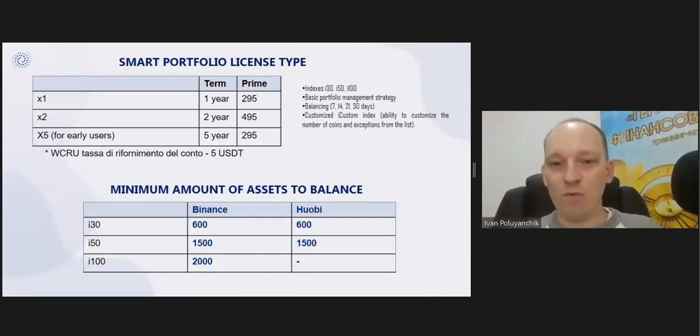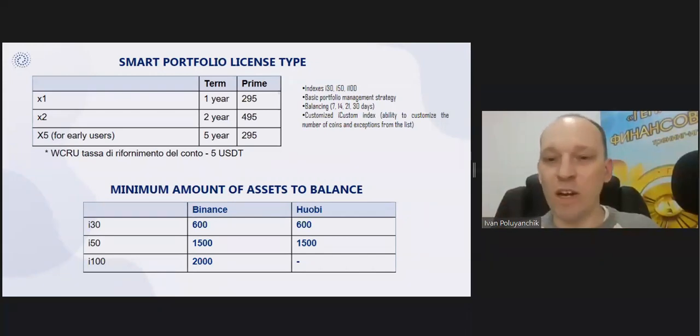And what is the cost of this product? The price of the product includes 3 indices: top 30, top 50, top 100 of cryptocurrencies. You, in a customized way, also choose the balancing period, 7, 14, 21, 30 days. And you may, on your own, either exclude or include some tokens, currencies to your crypto portfolio. There are basic standards or settings.